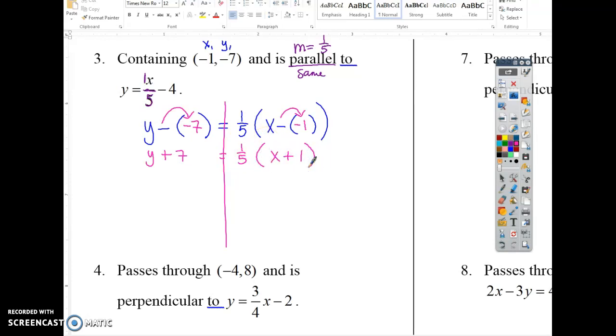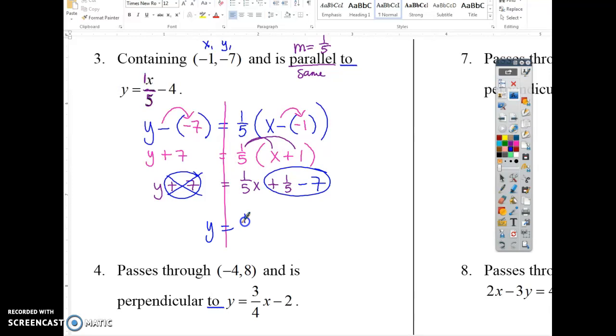Some of you are starting to catch on where you don't even have to put the minus on the outside. You're already changing the signs automatically of these two. Then we're going to distribute: 1/5 times x is 1/5 x, and 1/5 times 1, put it in the calculator, math enter, gives you a +1/5. Equals, bring down y plus 7. The last step is to move the 7 over, change the sign, -7, and combine these two. So it's going to be y equals 1/5 x, and whatever you get from this.